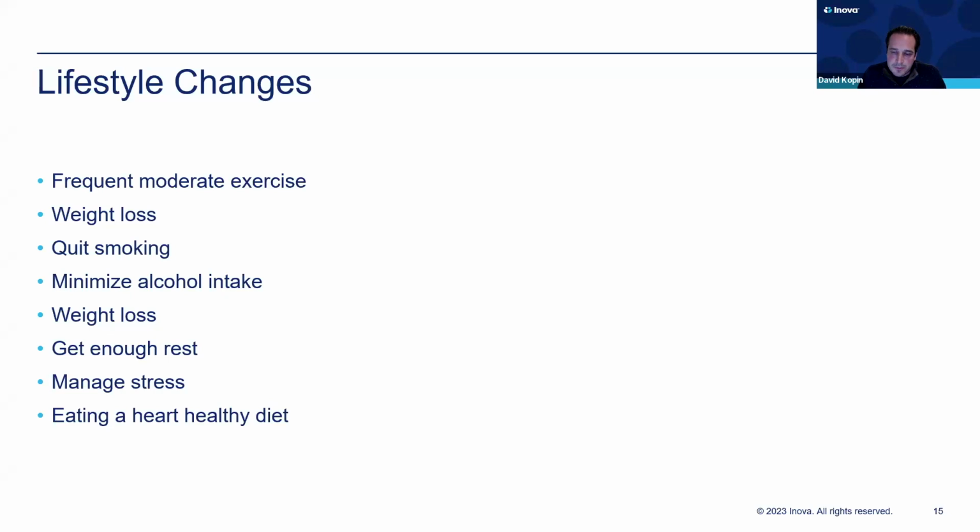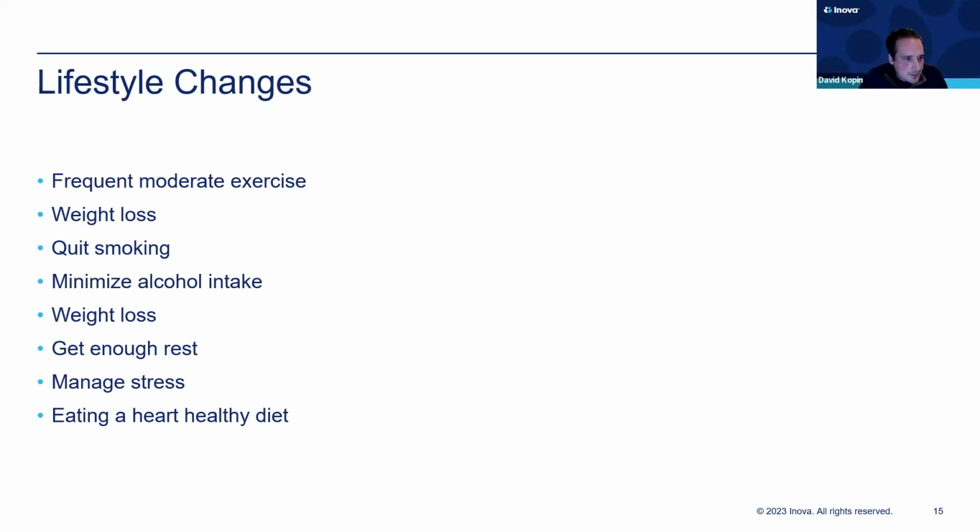Quitting smoking, if patients do smoke, is very, very important. Minimizing alcohol intake. Even if heart failure is not due to alcohol, alcohol itself is a toxin to the heart. And if the heart muscle is weakened to begin with, giving it a toxin is certainly not going to be helpful. There's no safe level of alcohol for patients with heart failure.